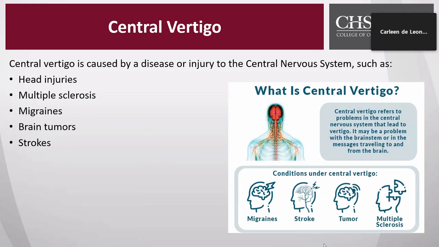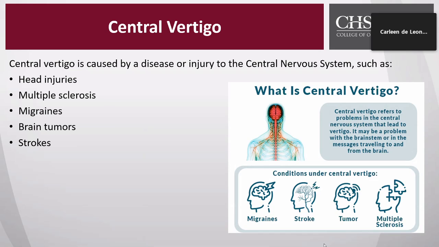So central vertigo is caused by disease or injury to the central nervous system. This would be caused by head injuries, multiple sclerosis, migraines, brain tumors, or strokes. Central vertigo usually comes on without warning and lasts for a long period of time. The symptoms are very constant, whereas in peripheral vertigo, they come on severe and then go away within a couple of weeks. Central vertigo could last months to years of someone's life.